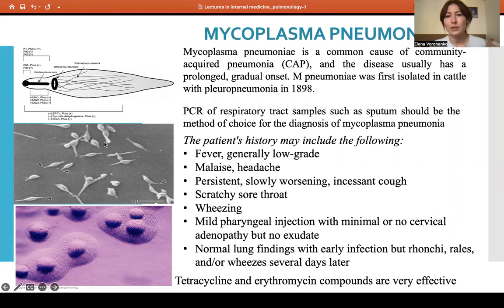Mycoplasma pneumonia is a common cause of community-acquired pneumonia, and the disease usually has a prolonged gradual onset. Mycoplasma was first isolated in cattle with pneumonia in 1898.